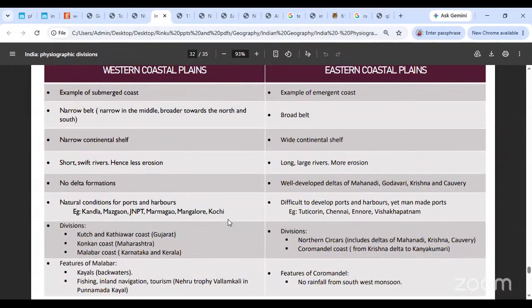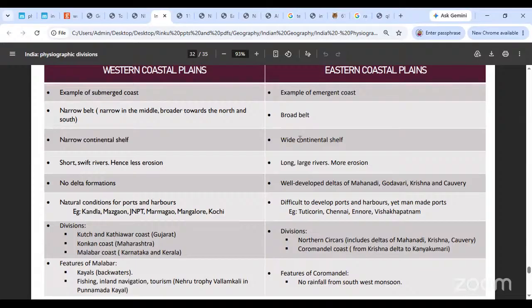The way to study coastal plains is we contrast them. Okay, we will compare and contrast the western and eastern coastal plains. The western coastal plains are famously an example of a submerged coast, right? Eastern coastal plains are famously an example of an emergent coast. Western coastal plains are usually a narrow belt. The belt is pretty narrow in the middle and becomes a little broader to the north and south.